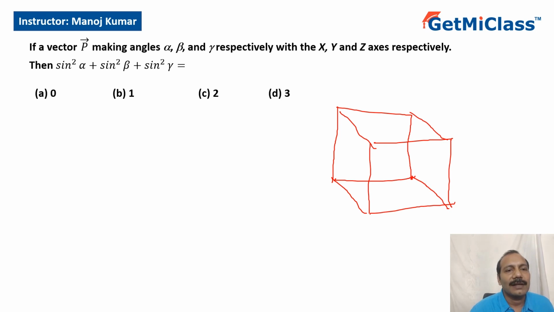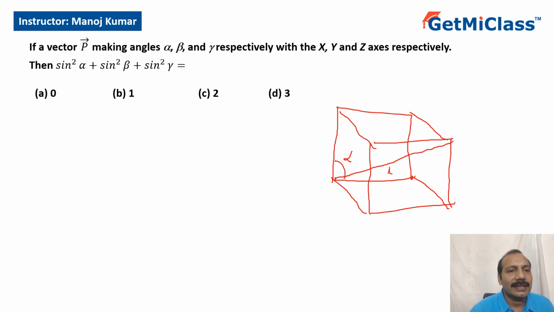So I have a vector P. I'll say this vector P is going like this. Now what is it doing? It is making an angle alpha with the x-axis. So if it is making an angle alpha with the x-axis, let's say the length of the vector is L.